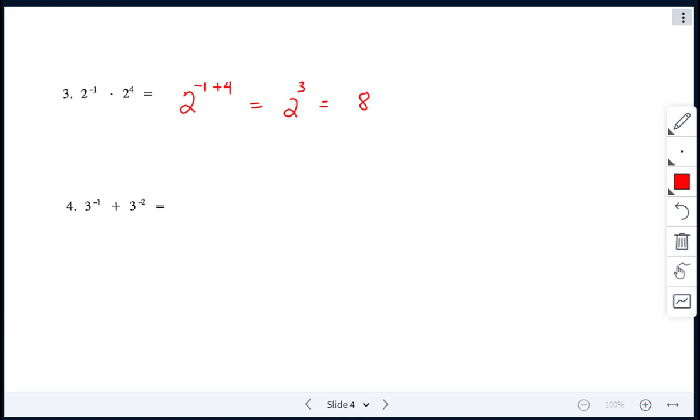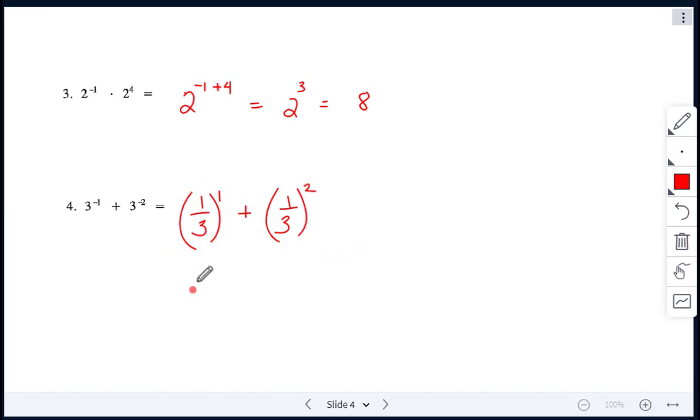All right, our next example, it is addition, so we cannot use the product law here. We have a negative exponent and a negative exponent. Recall that if we have a negative exponent, we have to take the reciprocal of the base. So this would become 1 over 3 to the power of 1 plus 1 over 3 to the power of 2.